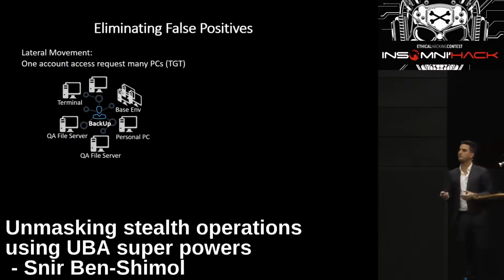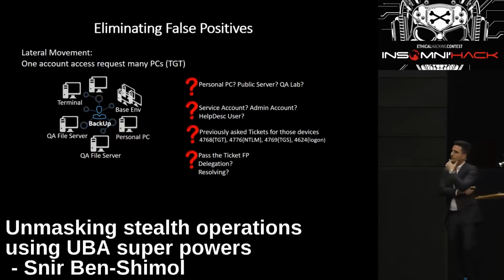Maybe there is a backup process, and this backup process, for the first time, is working on the personal PC of someone who never ran this backup process. That's a problem. So this is why we need identification of the user. We already talked about personal PCs, service accounts, and previously requested tickets for those devices. We can use those types of event logs. I don't want to go into pass the ticket because it's already been covered, everybody knows pass the ticket. If you don't have the TGT and you have the TGS, it's a problem, right?